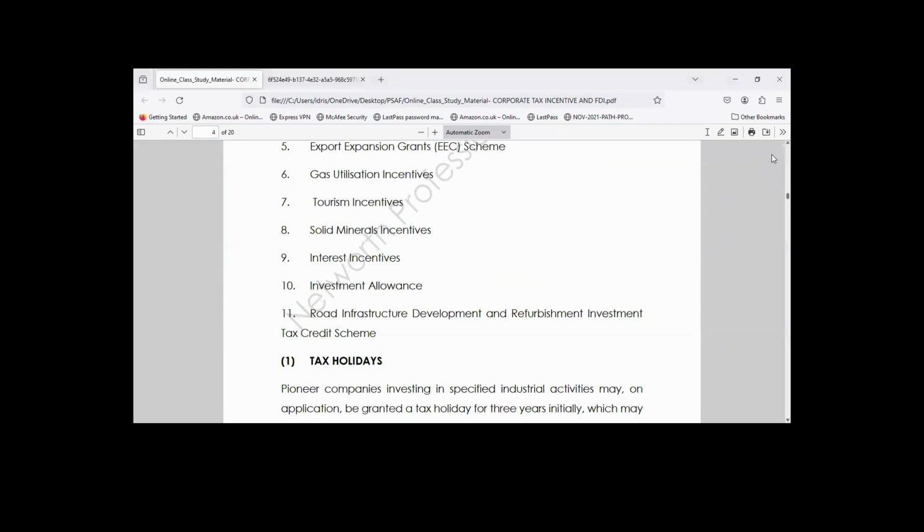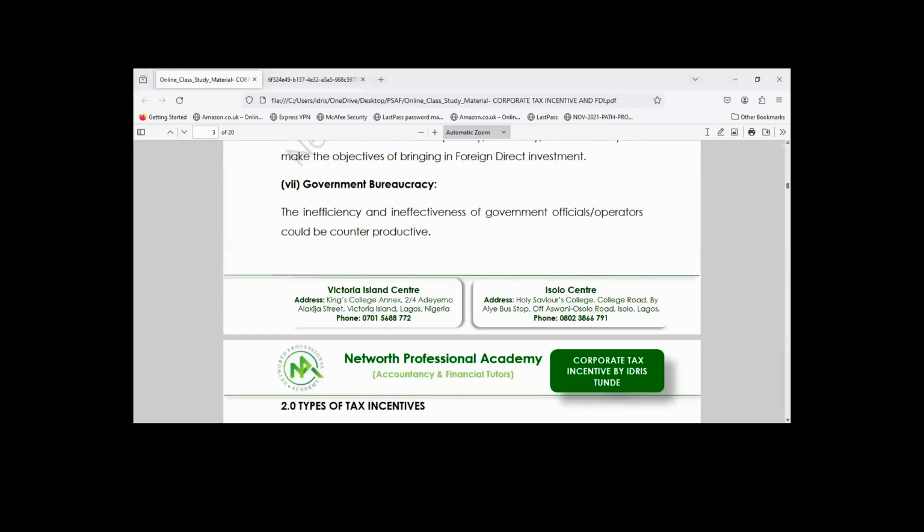Hello, sir. Can I ask a question, sir? Okay, you can ask. For the company that abuses tax incentive, are there penalties for them? Yes, there is a penalty for them. There is a sanction for them.